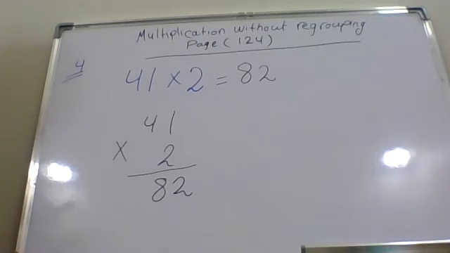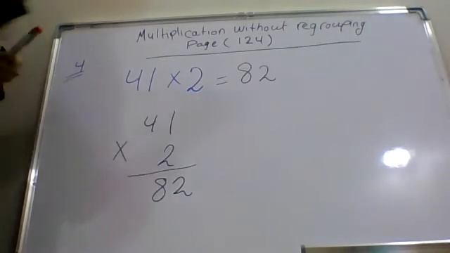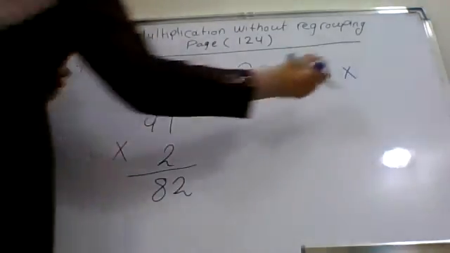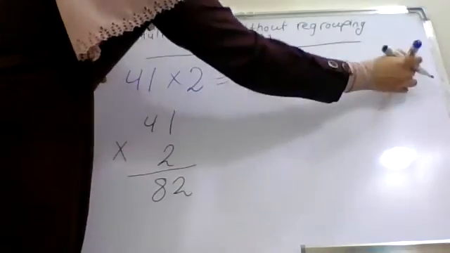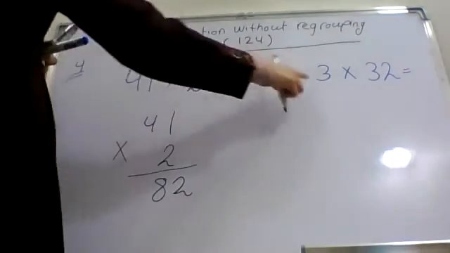The next exercise: the cost of a box of cereal at a supermarket is $3. So each box costs $3. If Rita wants to buy 32 boxes of cereal, how much money does she need? So each one will cost her 3. 3 times what? How many boxes does she need? She needs about 32, right? Let me check my question. Yes, she needs 32.